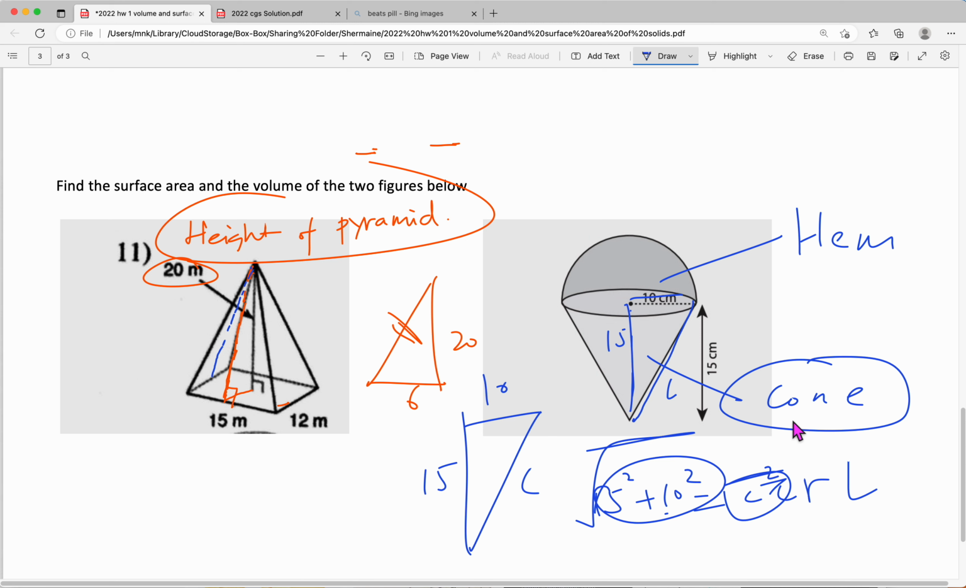Never mind, you redo. I'm talking about surface area, okay? Don't confuse yourself with volume. We'll talk about volume later.